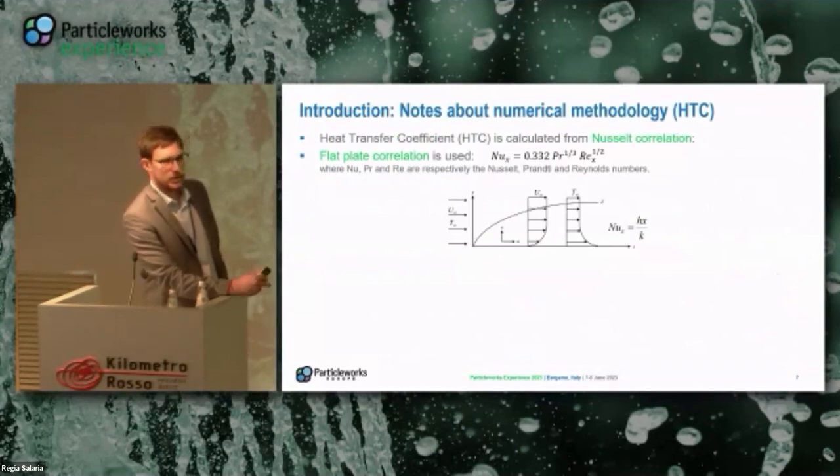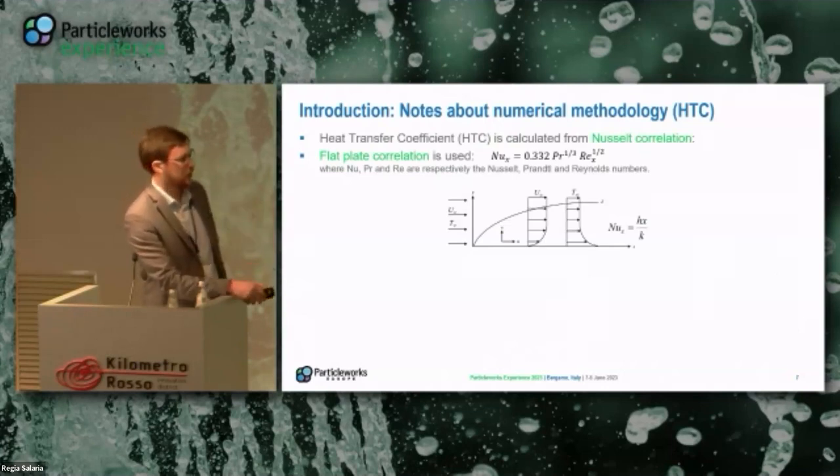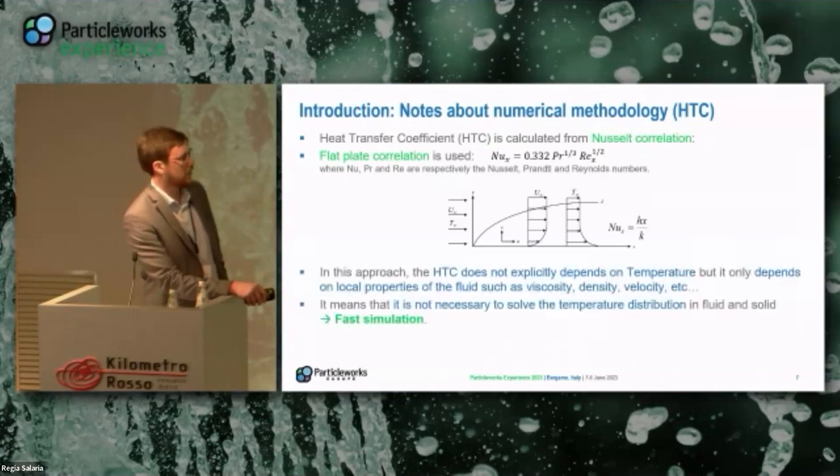So in Particleworks, you know that you can have different models for HTC. In particular, the standard one, the default one, is the flat plate correlation, but you can change it arbitrarily. And for this study, flat plate correlation was good because we are mainly interested in flow between the disks. So we have two parallel plates, and the flow between the two disks. So flat plate correlation was used in this study. As you know, HTC does not require temperature field. And this means that the simulation is faster than a thermal analysis.